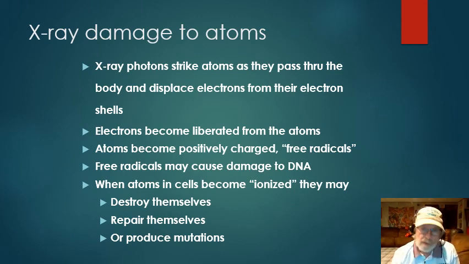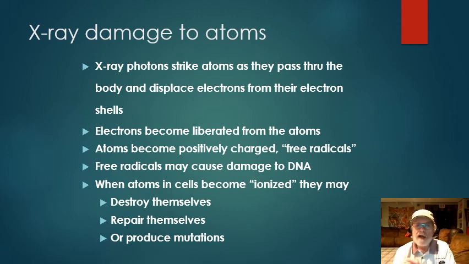And these are called free radicals. You've probably heard of free radicals. If you're a health nut, you've heard people talk about free radicals. What free radicals do is they may cause damage to DNA. They create an environment that may damage the DNA. These atoms become ionized because again they're now positive. If something is neutral, it's not an ion, but if it's positively or negatively charged, it's called an ion.